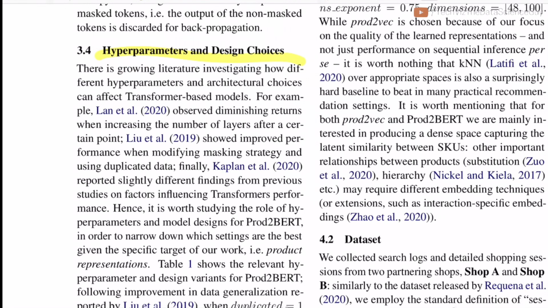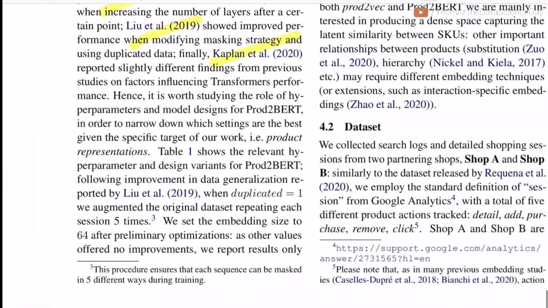Under this section, they discuss many previous existing literatures around how the number of layers affects the accuracy after a certain point. And also, for example, whether the use of duplicate data helps in better generalization or not. As per Liu et al. in 2019, they found that if you augment the data to a certain number of times, which is 5 in this case, the first thing which is obvious is that it gives you more data. And with that, it also allows you to mask different segments of the same sentence during the pre-training phase. So the authors in this paper also try that.